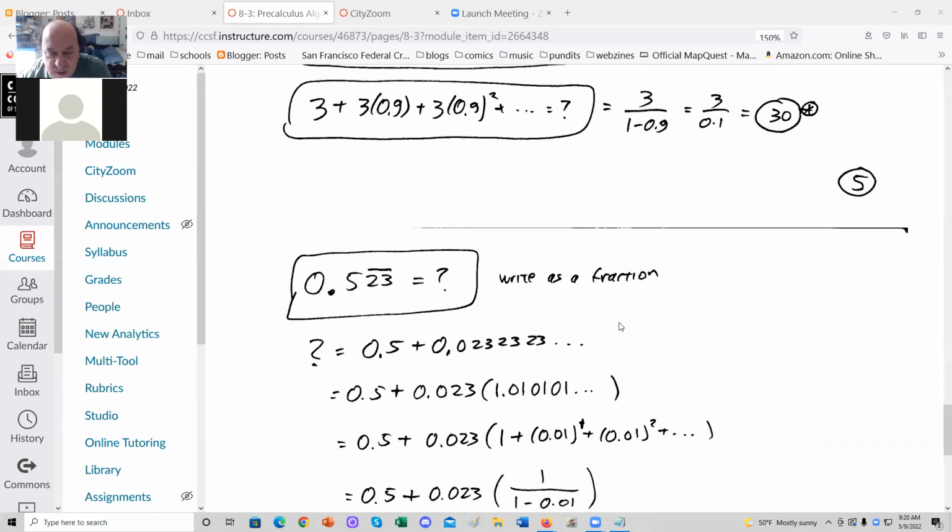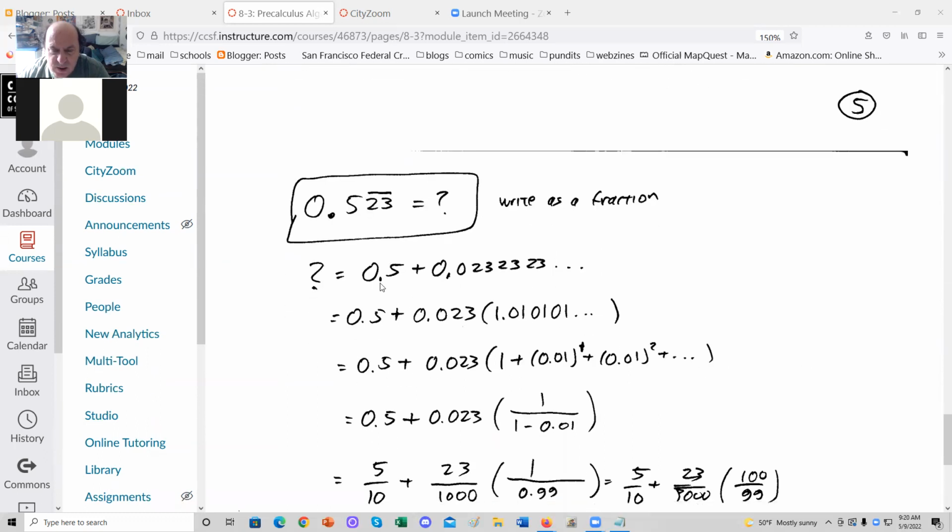Now here we have repeating decimals as fractions. And the question is to write this as a fraction: 0.523 and the 23 repeats. 0.5, 23, 23, 23, 23, and so on forever. Now, we can break this into the non-repeating part, 0.5, plus the repeating part, 0.023, 23, 23, etc. We'll write this 0.5 as it stays, 0.5. Here, let's pull out a 0.023 factor, and there'll be that times 0.10101010.